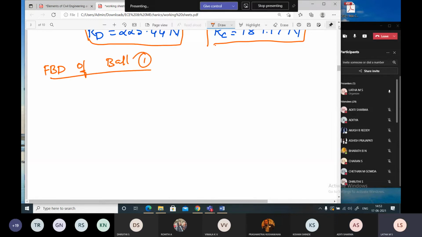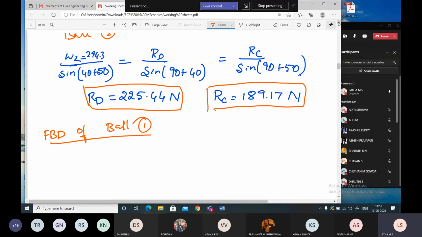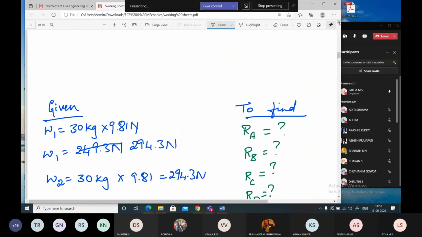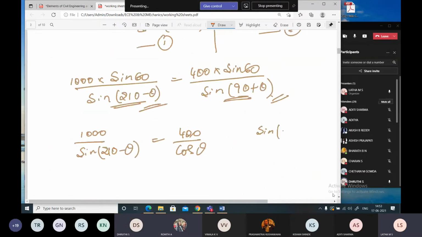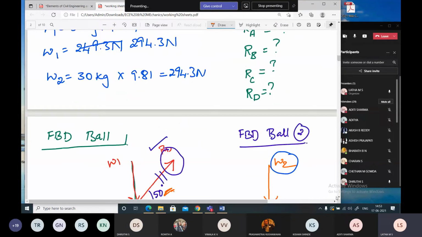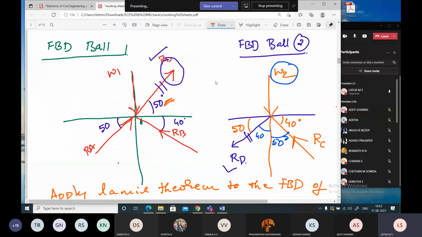How to go with that? Which method should I use? Equilibrium of forces. Yes, I should use equations of equilibrium. Because how many forces are acting? There are 4 forces acting. But Lami's theorem is applicable only when 3 forces are meeting at a point. When more number of forces are there, go with equations of equilibrium.